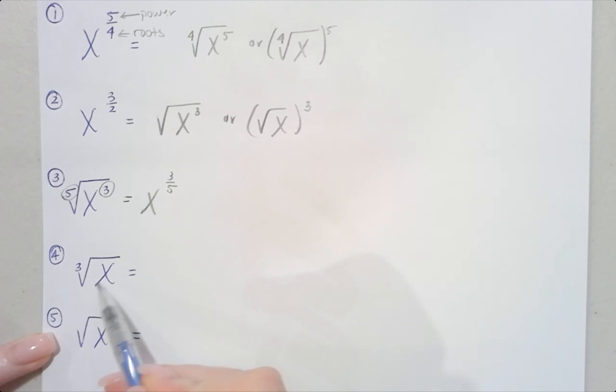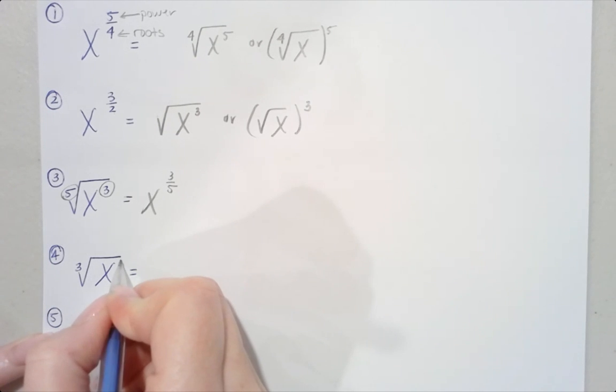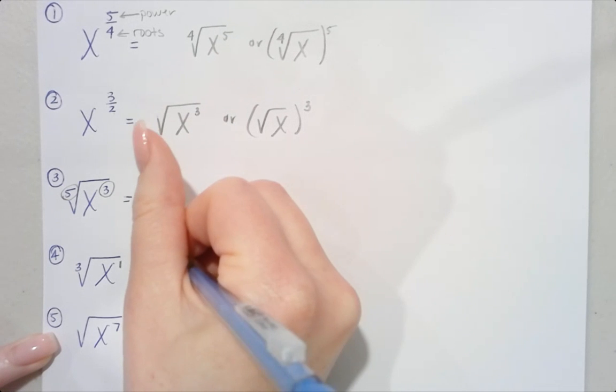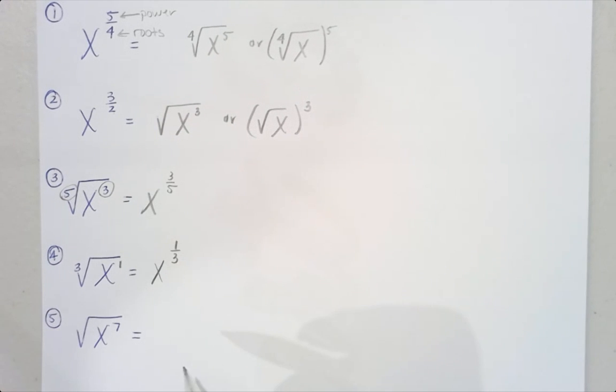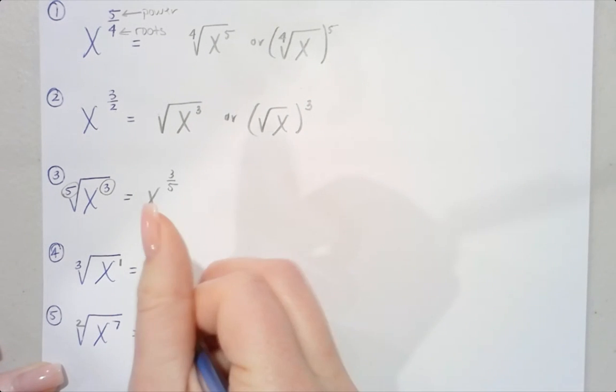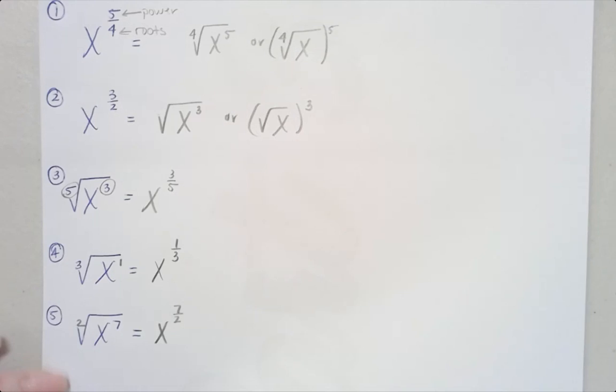Example number 4, remember, if you don't have an exponent, it is assumed to be 1. So this would be rewritten as x to the 1/3 power. And example number 5, remember, if you don't have an index, it is assumed to be a 2. So this is rewritten as x to the 7/2 power.